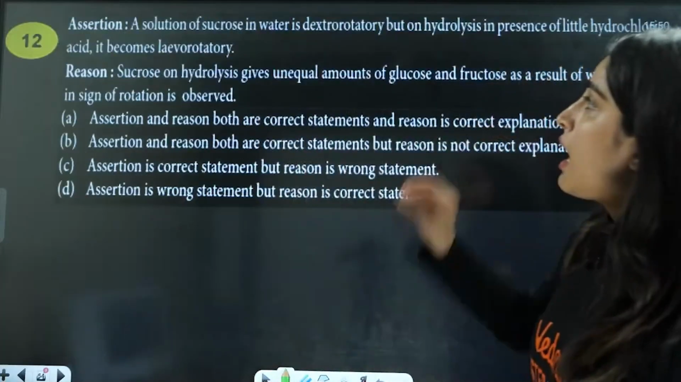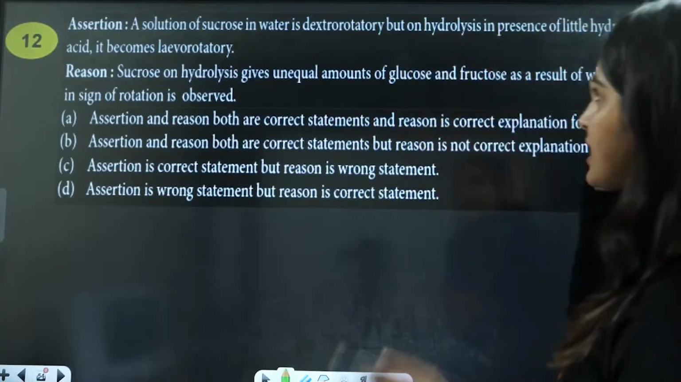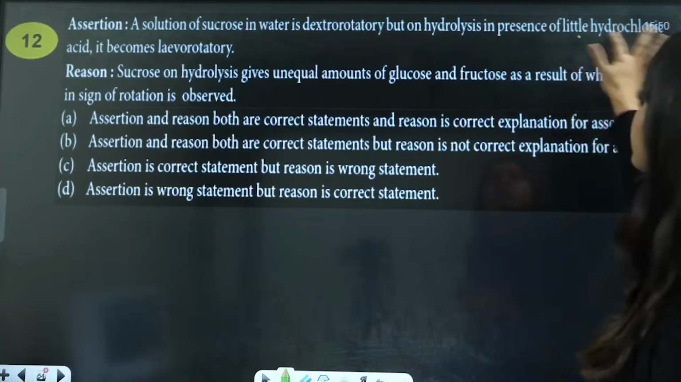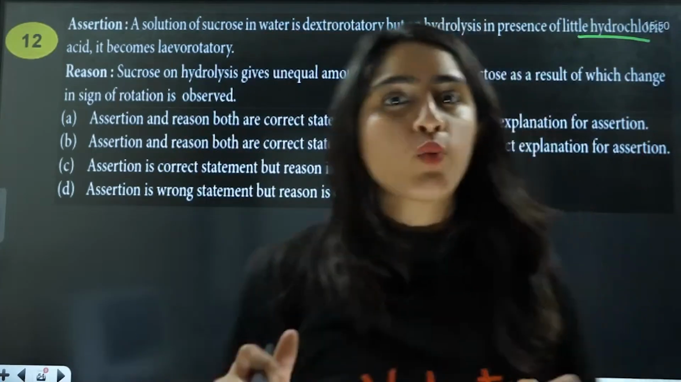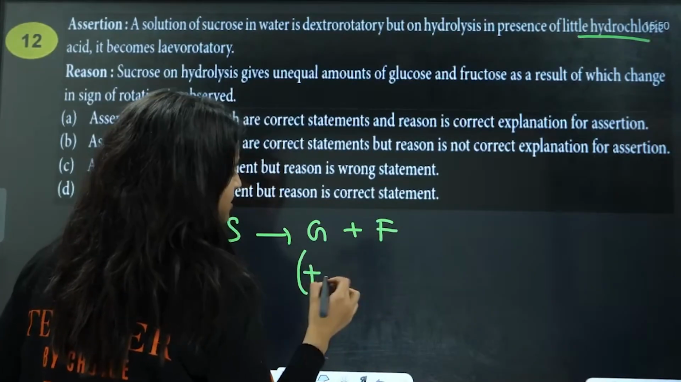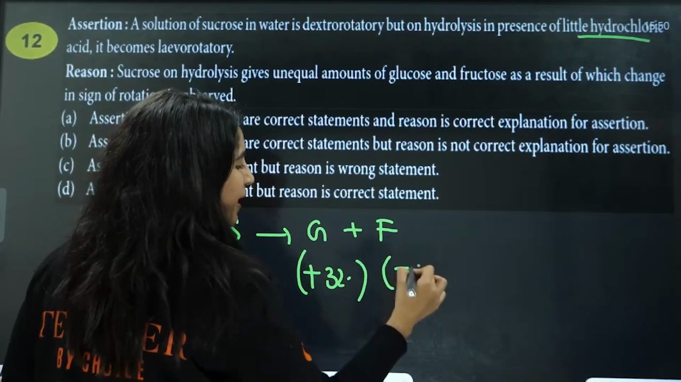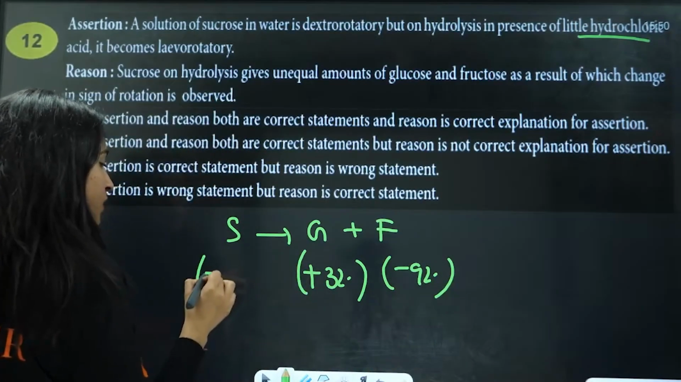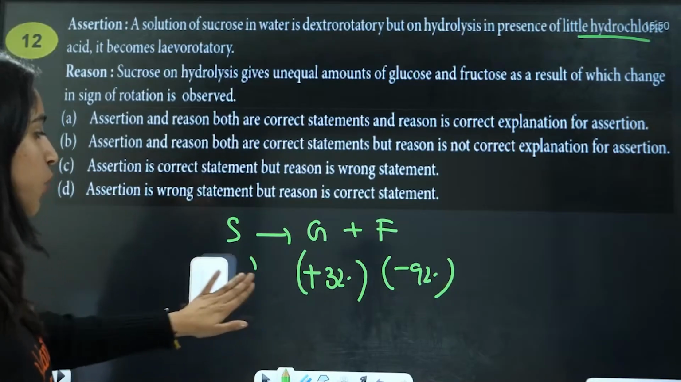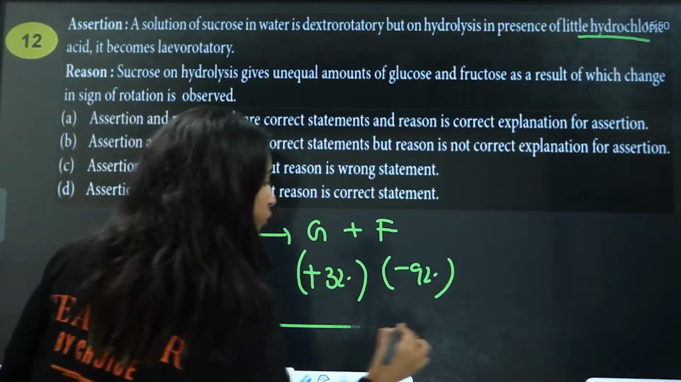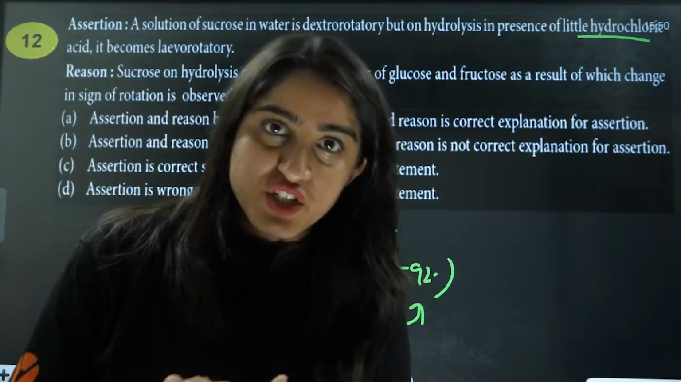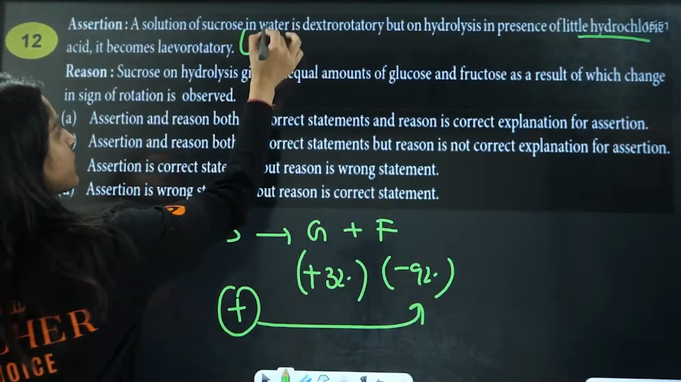Next question is, a solution of sucrose in water is dextrorotatory, but on hydrolysis in presence of a little hydrochloric acid, it becomes levorotatory. Now what happens here? You have sucrose, it gives glucose, and it gives fructose. This will be positive 32 point something. This is minus 92 point something. This is positive, right? Okay, let it take some 90 something. So it is going to shift from dextro to levorotatory because the levorotation is more as compared to the dextro rotation. Okay, now this is a true statement.